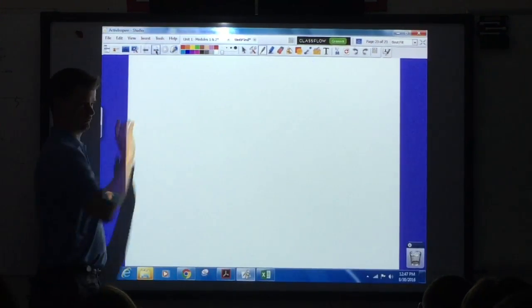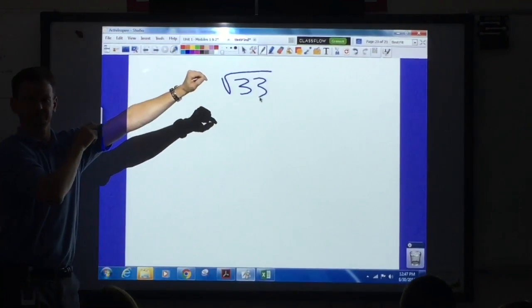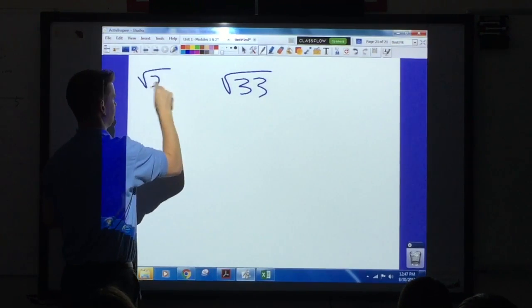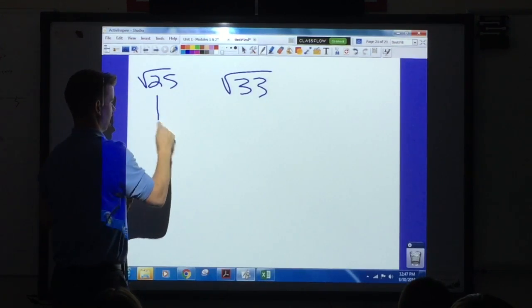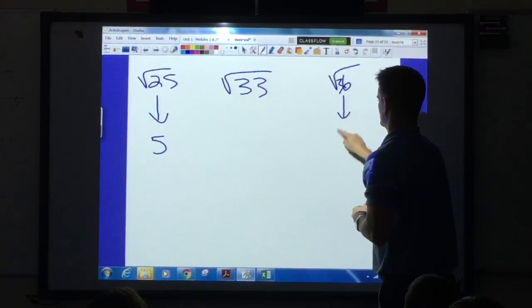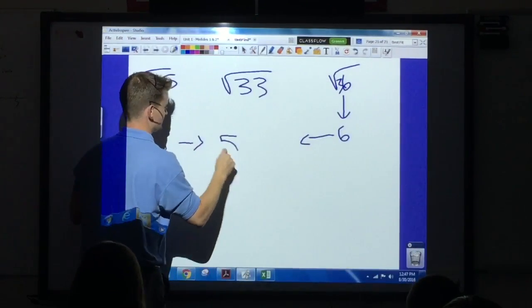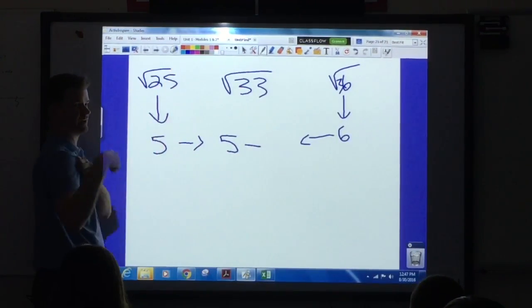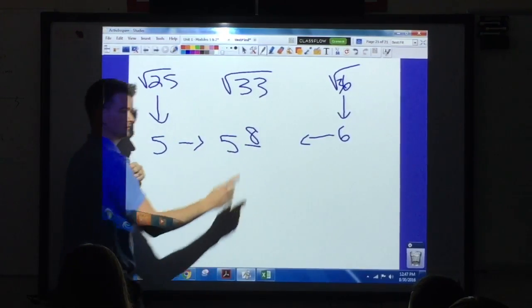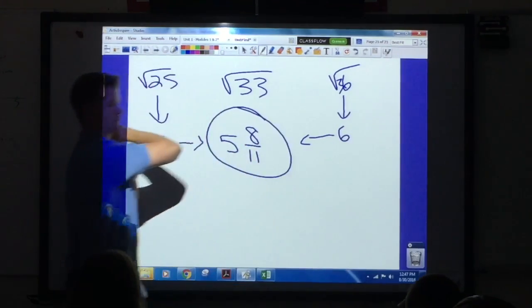One more, real quick. Square root of 33. What's the perfect square below it? 5. So 25. The square root of 25 is 5. And 36. The square root of that is 6. So this is going to be somewhere between 5 and 6. So we need our fraction. It's going to be 5 and a fraction. 33 minus 25 is 8. 36 minus 25 is 11. And that's your answer.